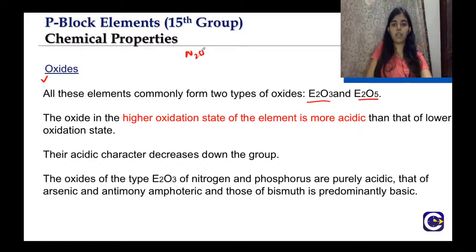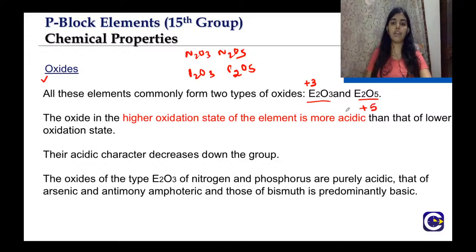For example, N2O3, N2O5, or P2O3, P2O5, right? So these are the basic general formulas for the oxides of the elements of group 15. The oxide in the higher oxidation state of the element is more acidic than that of the lower oxidation state. That means what? Here, E is basically the element of the p-block, and it has +3 oxidation state here, and +5 oxidation state here, and we already know that more electron deficient means more acidic.